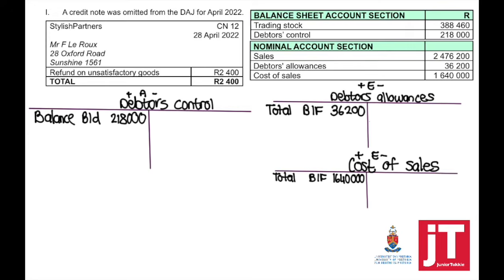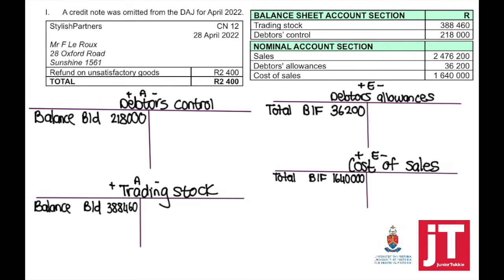Cost of sales: because we've got the items back, it means we need to indicate the cost of the goods. This means cost of sales needs to be opened, and trading stock. Again, we're starting with the opening balance of trading stock and cost of sales. Cost of sales is an expense, so it will appear on the debit side. Trading stock is an asset, so it will appear on the debit side.